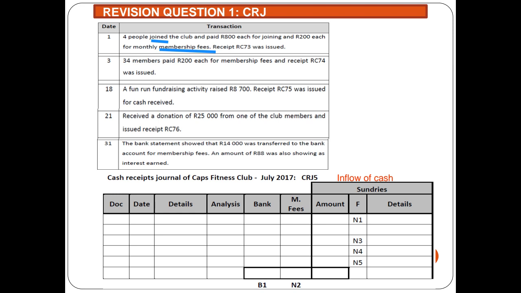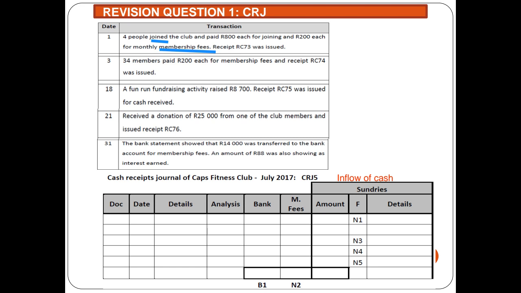Like I said, it doesn't matter which business you are running. Okay, and they issued a receipt. As you can see here, there's a receipt number, RC73. So I want us to do this together, practically, guys. I want us to record.